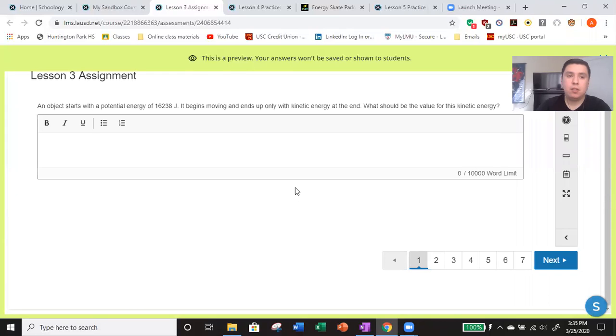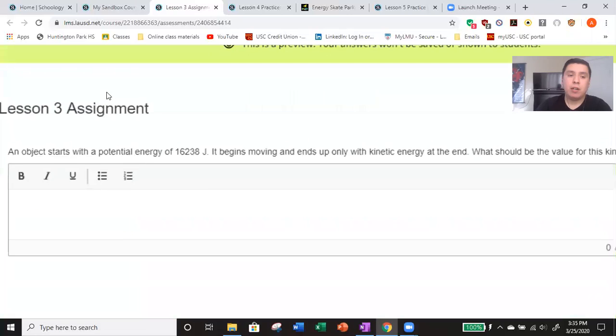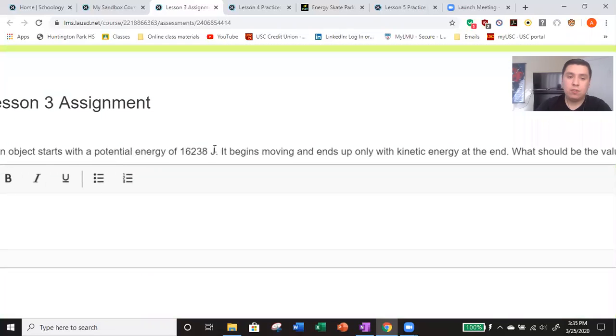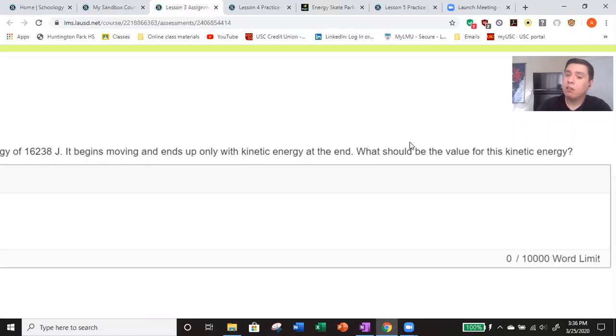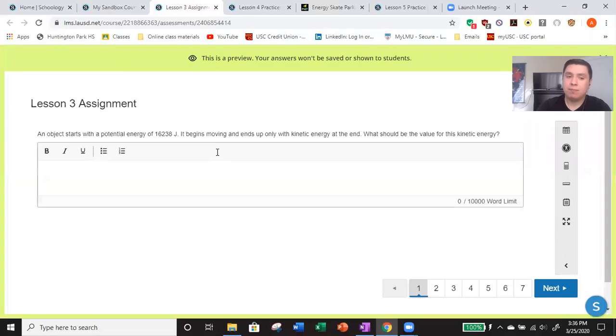Okay. Lesson 3. All right, the first one says, an object starts with a potential energy of 1600 joules. It begins moving and ends up with only kinetic energy at the end. What should be the value for this kinetic energy? So this question is a practice just of knowing your understanding of conservation of energy. Remember, conservation of energy says whatever's in the beginning equals the end.